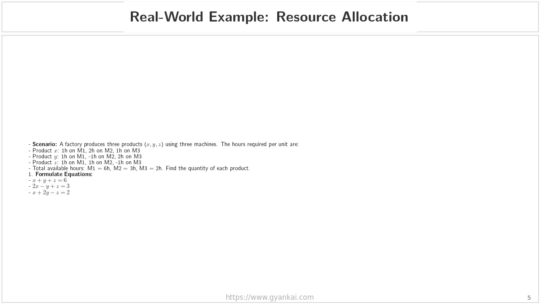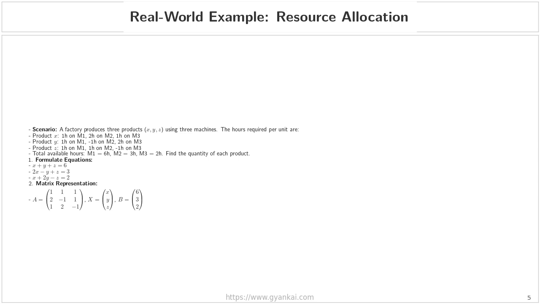To begin our step-by-step solution, we must first formulate our equations. Based on the machine requirements, we can write x plus y plus z equals 6, 2x minus y plus z equals 3, and x plus 2y minus z equals 2. Next, we represent this system in the matrix form we have been studying, AX equals B. Matrix A is our 3x3 coefficient matrix, X is our column matrix of variables, and B is our column matrix of the total available hours.